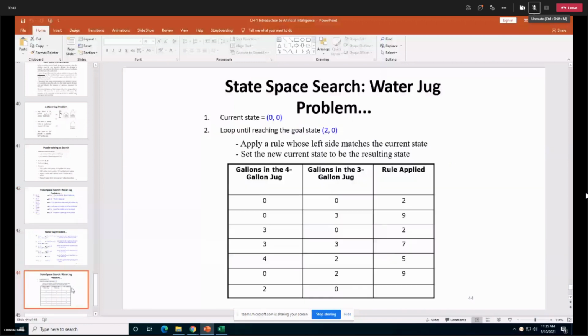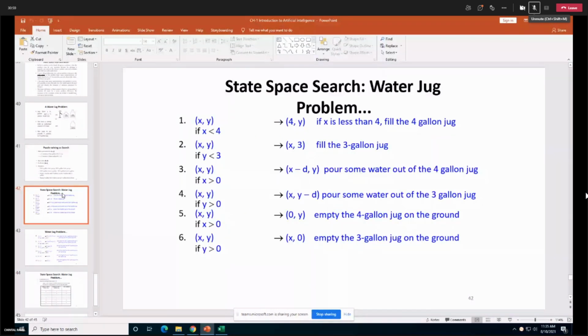So here I am applying rule number 2. You try to do it with the application of rule number 1 at this current state. After applying rule number 2, which says to fill the 3-gallon jug, that is what we are doing. So the next state we get is 0, 3. We are filling this 3-gallon jug completely.